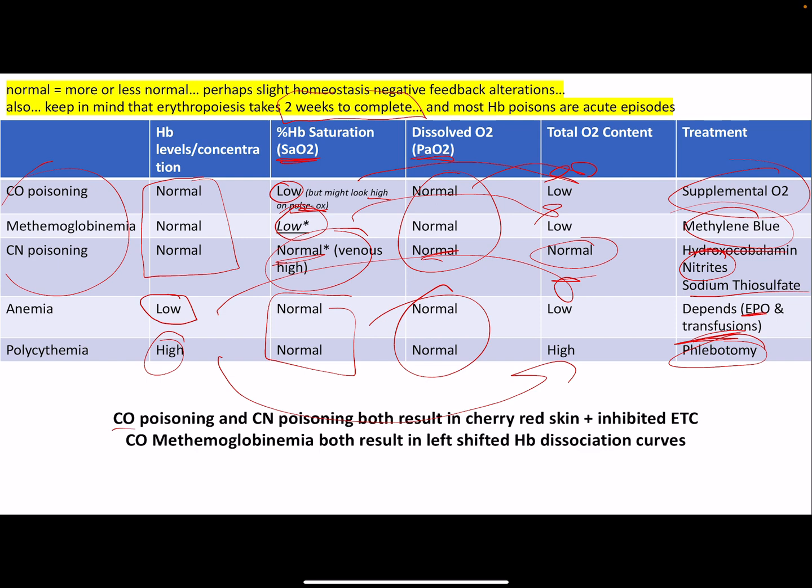Remember that carbon monoxide poisoning and cyanide poisoning can be confused with one another because they both can produce the cherry red skin, especially the cherry red lips. They can also inhibit the electron transport chain, but we can mainly note the difference here and here versus here and here to differentiate them. Carbon monoxide and methemoglobinemia, both are going to induce left-shifted hemoglobin curves, but again, there are differences between the two graphs and the treatments that you should be able to differentiate them.